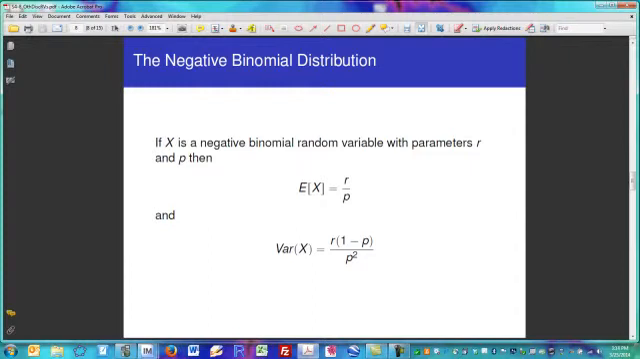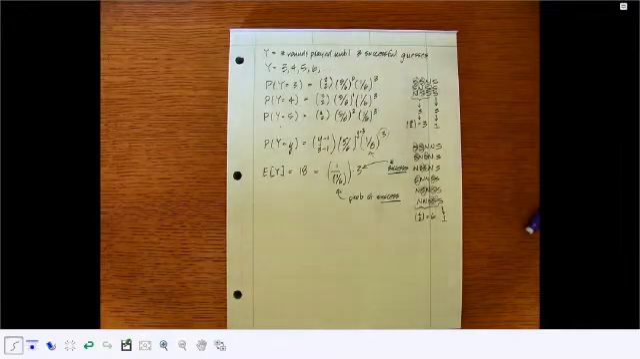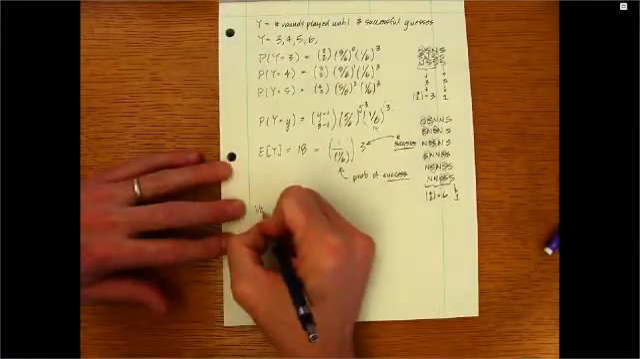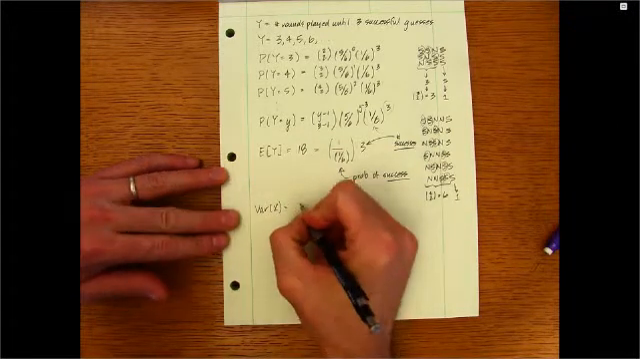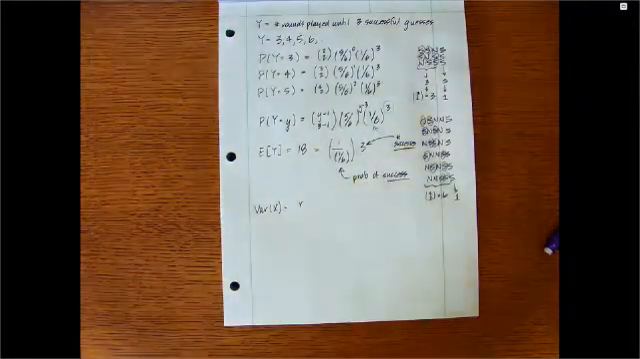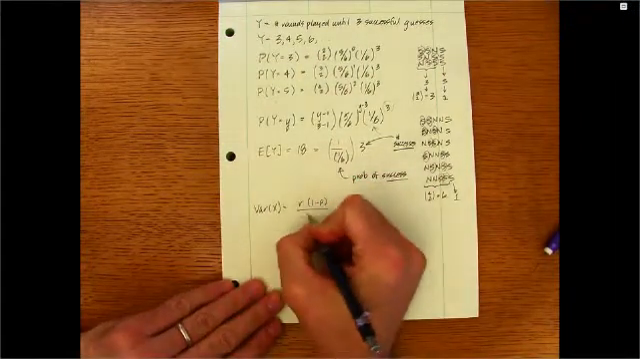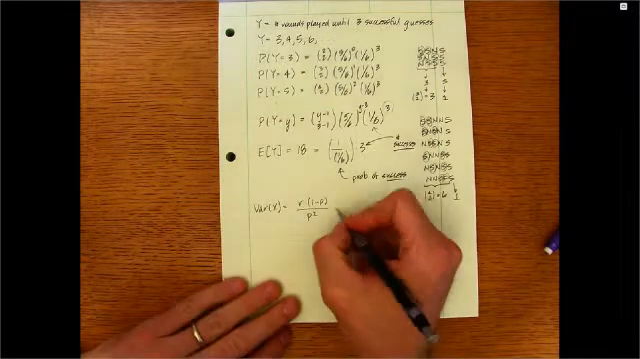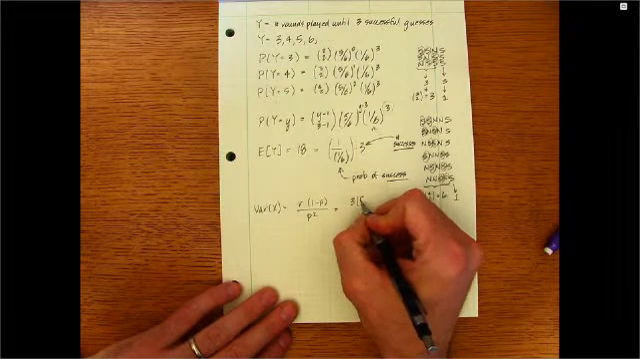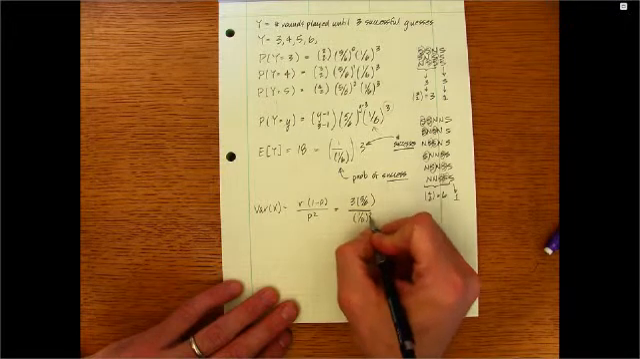So let's just conclude by applying the variance to our contextualized setting to get a sense of how that helps us understand the playing of this game. Well, we can say then that the variance of x is equal to r times 1 minus p all over p squared. And in this case, r is 3 successes, 1 minus p is the probability of failure, that's 5/6, and p squared is going to be 1/6 squared.